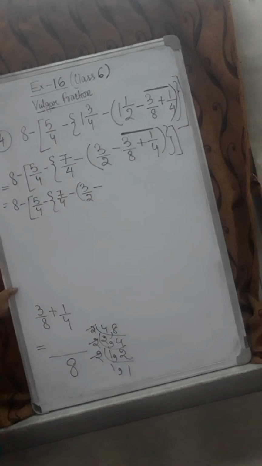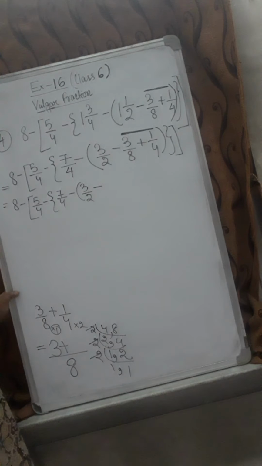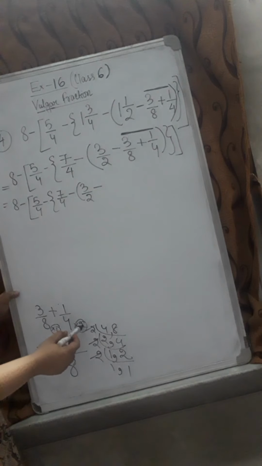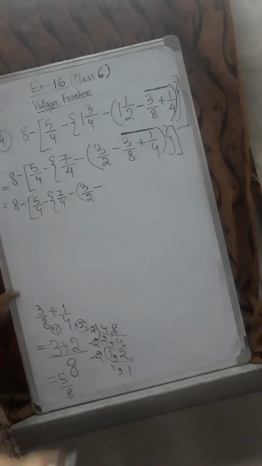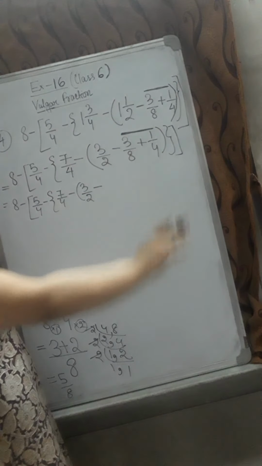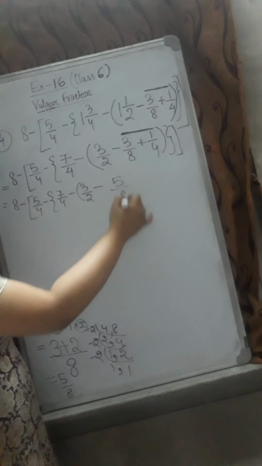Now you compare the denominators. 8 into how much gives you 8? 1. That 1 you will multiply with the numerator. 3 1s are 3. Plus, 4 into how much gives you the denominator? 2. That 2 you will multiply with numerator 1. So 2 1s are 2. So it gives you 5/8. So instead of writing the bar bracket, we have already solved it. We will not write the bar, but we will write the result, 5/8.